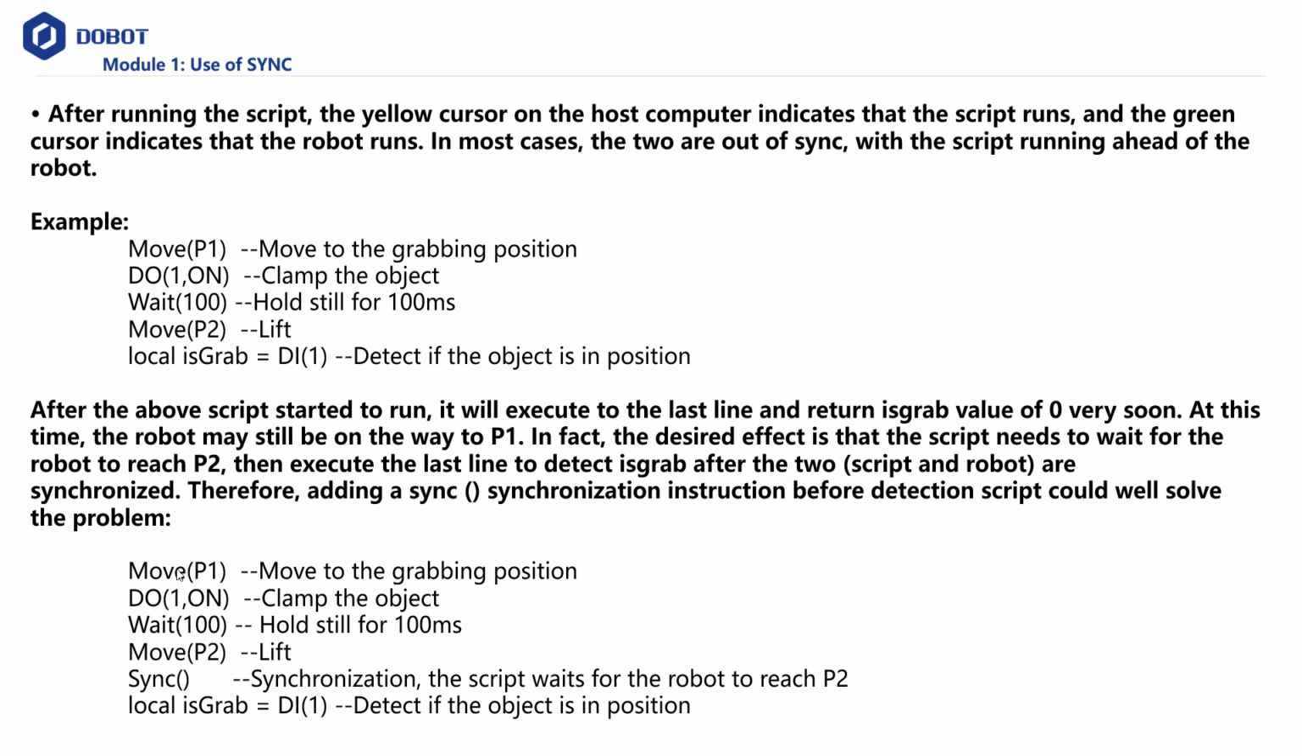Like the first is Move P1. It means move to the grabbing position. And then also like this, we type DO 1 on to clamp the object. We wait for 100 milliseconds and then move to point 2. Lift, we add a Sync, which is synchronization; the script waits for the robot to reach P2. And then it's like this, local is grabbed. Detect if the object is in position.